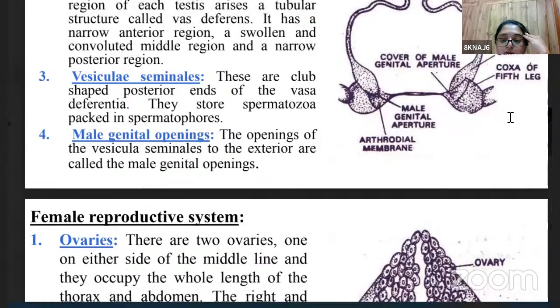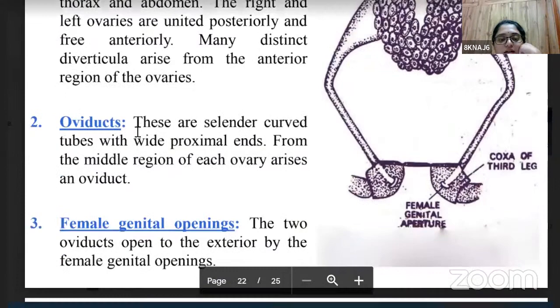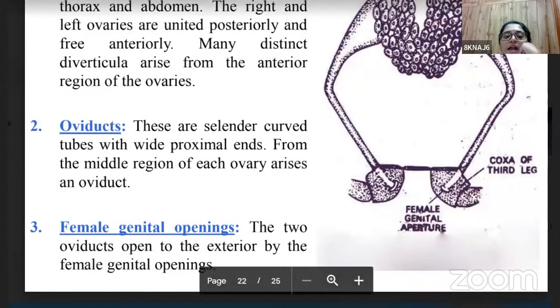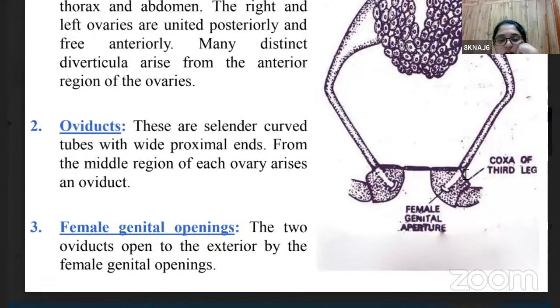When it comes to the female reproductive system, you have the ovaries, the oviducts, and the female genital openings. Two ovaries are present, one on each side of the middle line, occupying the whole length of the thorax and abdomen. Many distinct diverticula arise from these. Then you have the oviducts, which are slender and curved, arising from the middle region. The two oviducts open to the female genital openings.